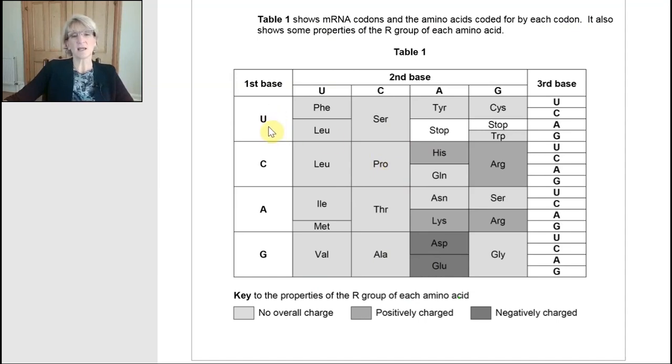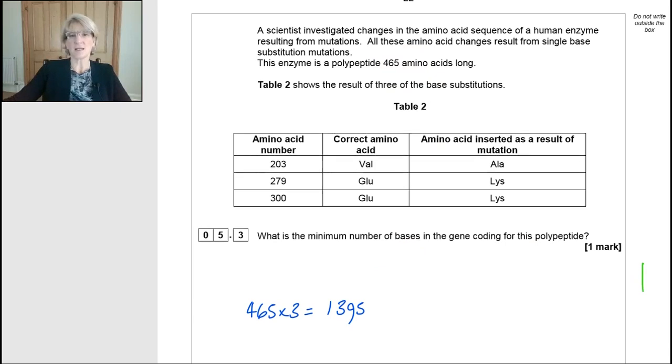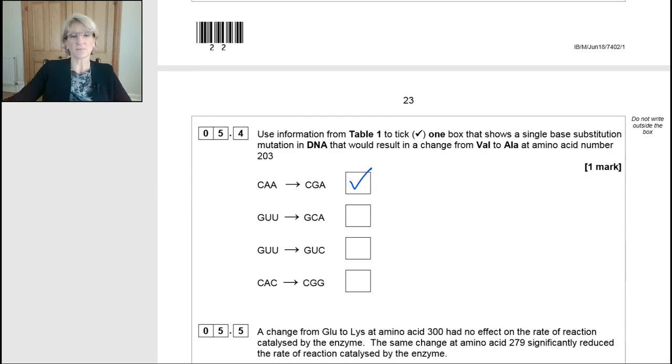So this is saying that U on mRNA codes for PHE, which is phenylalanine, whereas this is the correct answer because there are 3 bases for every amino acid, and they've told you the number of amino acids. So that is the right little bit of maths.